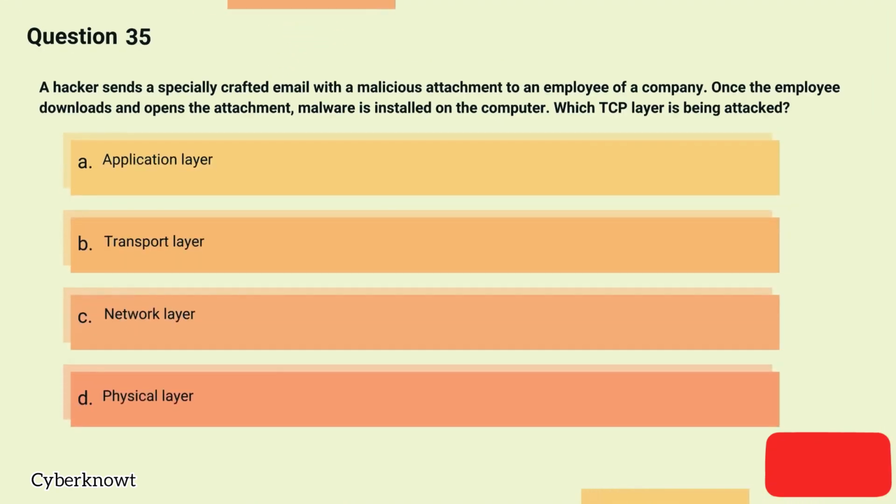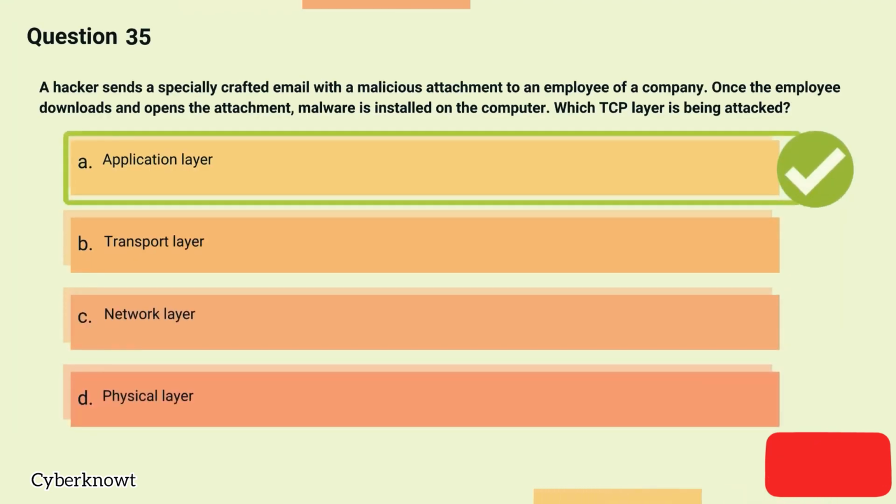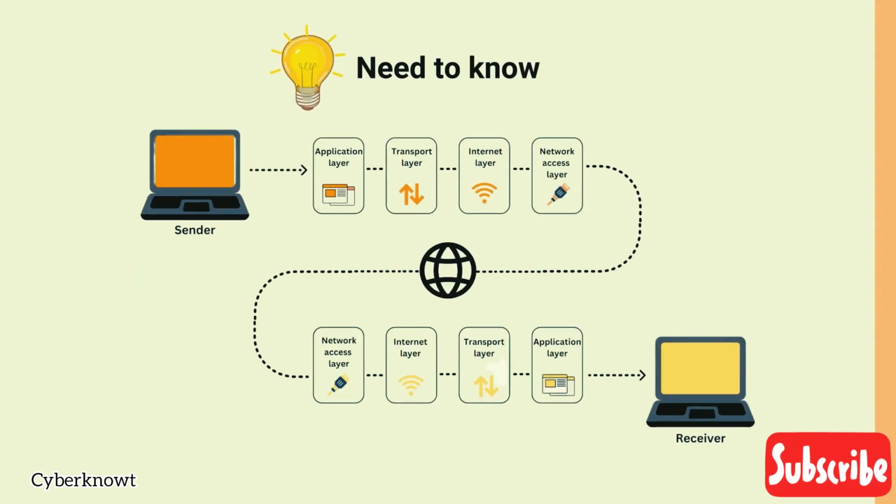Question 35. A hacker sends a specially crafted email with a malicious attachment to an employee of a company. Once the employee downloads and opens the attachment, malware is installed on the computer. Which TCP layer is being attacked? Option A. Application layer. Option B. Transport layer. Option C. Network layer. Option D. Physical layer. The correct answer is Option A. Application layer. Explanation. The application layer is responsible for providing applications with access to the network. In this scenario, the hacker is using an email as a vector to attack the application layer of the employee's computer.